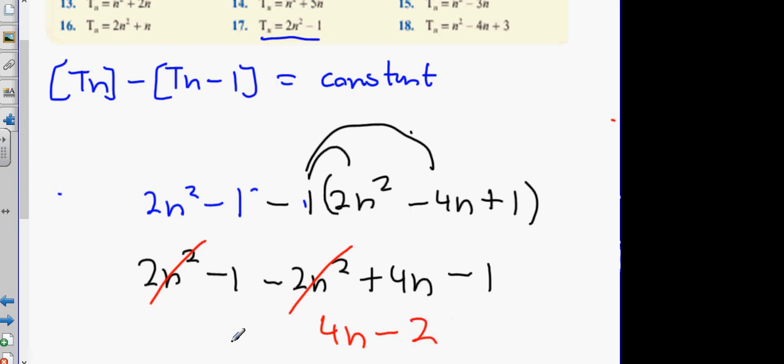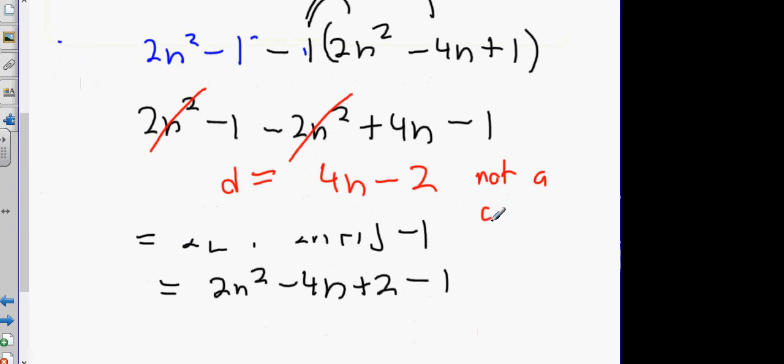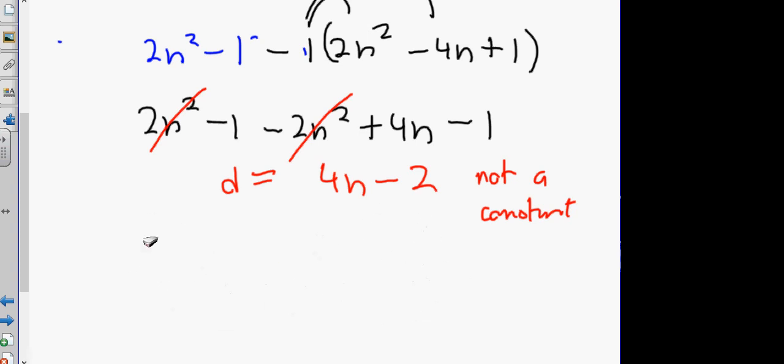You notice that the difference this time is 4n minus 2. This is not a constant, because of the variable n. Because there's an n in the answer for the difference, it's not an arithmetic series.